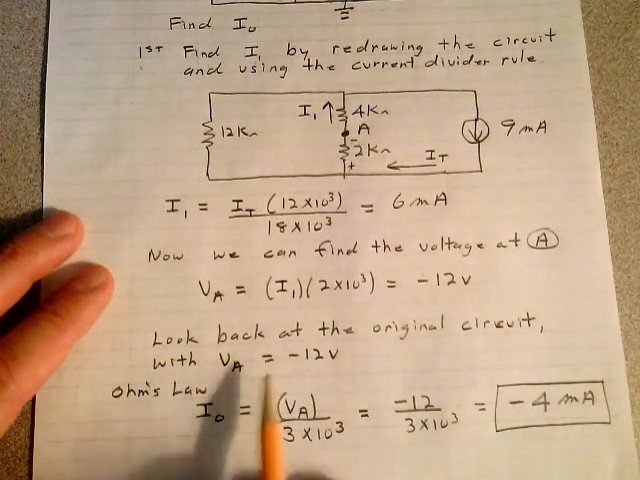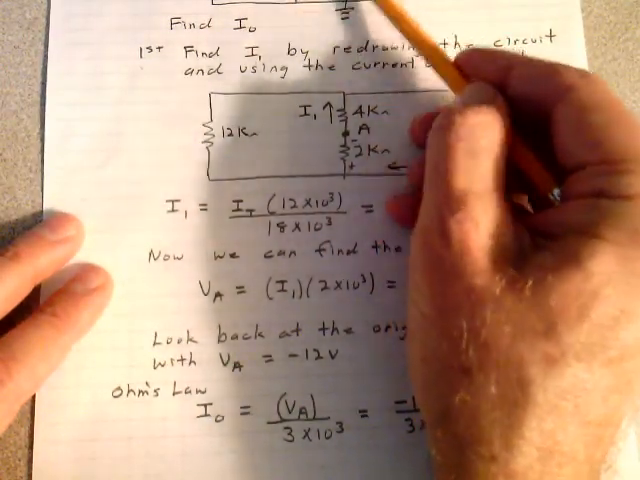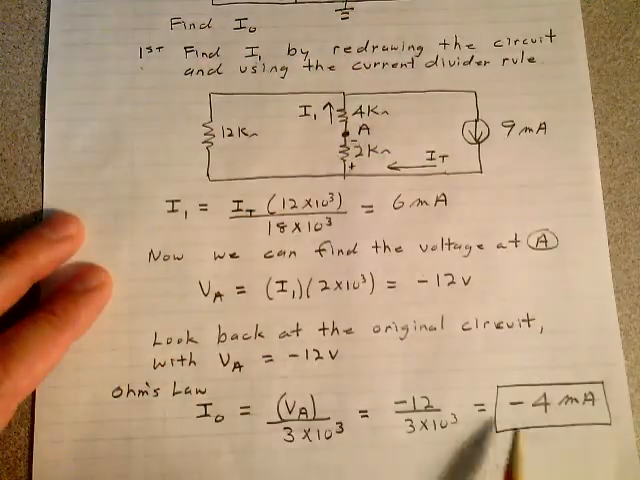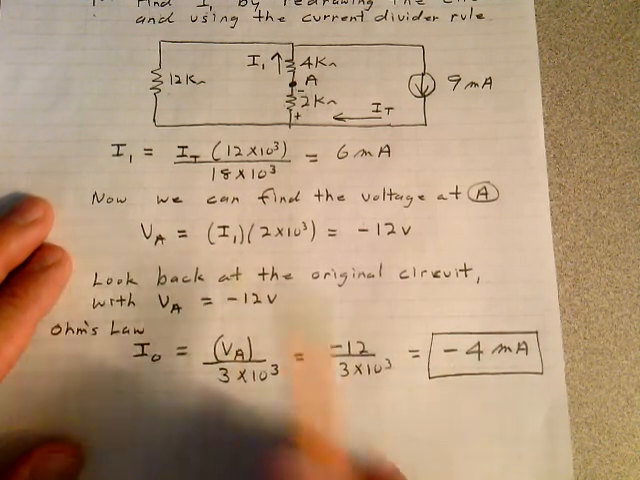Looking back at the original circuit then, with VA being minus 12 volts, use Ohm's law. You have minus 12 volts there, and you have 3K. That current is minus 4 milliamps. That's the solution to that problem.